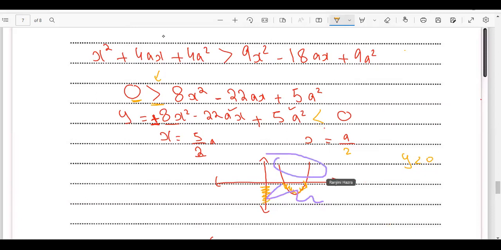Because we are focusing on y. When y is greater than 0, this is the part. When y is less than 0, this is the part. And please be careful while making the parabola.